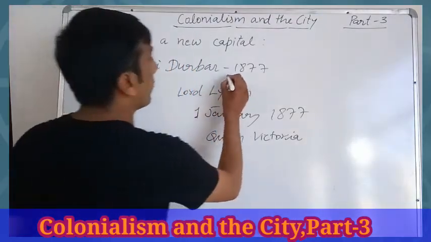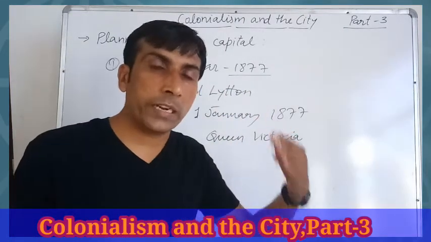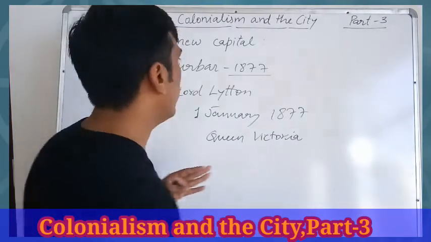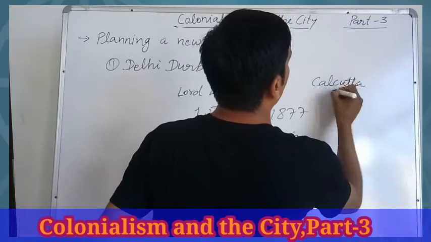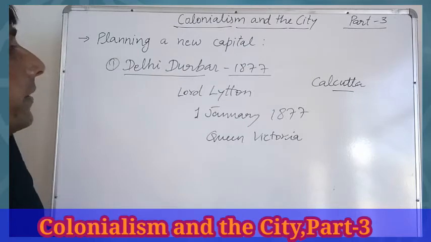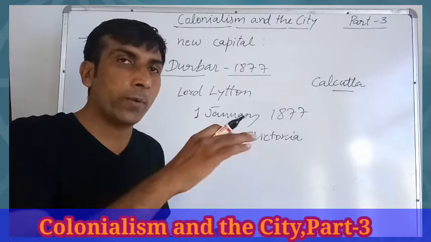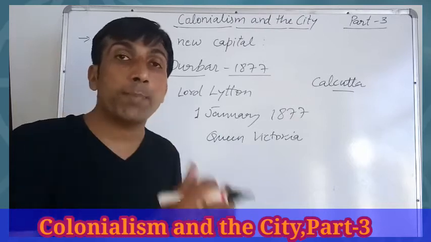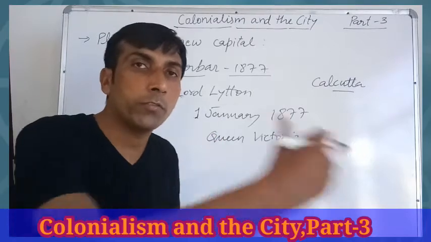So in 1877, Queen Victoria was declared the Empress of India. In spite of that, at that time the capital of India was Calcutta, but the Darbar was organized in Delhi. So it was known as Delhi Darbar 1877. Getting my point? In this way, we have understood with the example of Delhi Darbar 1877 that this was a step taken by the British towards the new capital of Delhi.